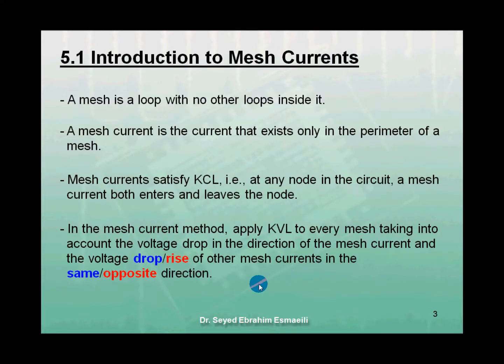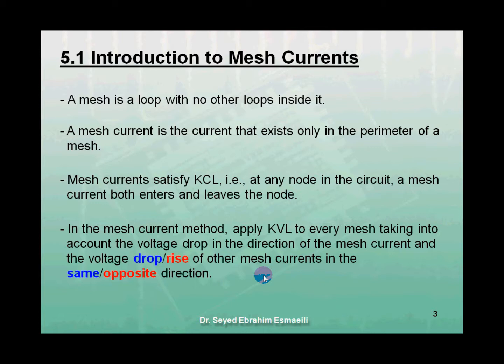As we previously discussed, the mesh is a loop with no other loops inside it. A mesh current is the current that exists only in the perimeter of the mesh. Mesh currents satisfy Kirchhoff's current law. That is, at any node in the circuit, the mesh current both enters and leaves the node.